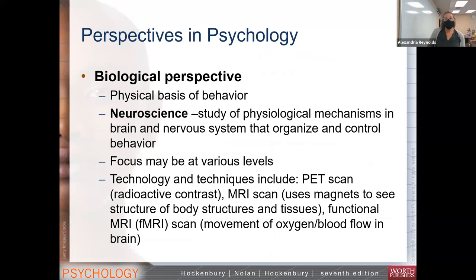MRI is really great, it uses a huge magnet. Anybody ever have an MRI before? You don't have to raise your hand if you're not comfortable, but you can MRI any part of your body. You can PET scan any part of your body, okay? But I'm talking specifically about the brain here.